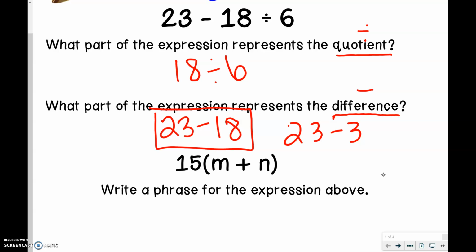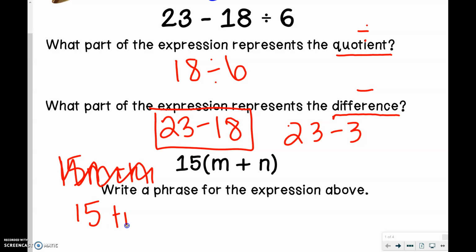So the way we would say that correctly, you cannot just say 15 times m plus n, because that would look actually like this if that is the phrase you were using. Well, that's not what we want. So we have to show that we're applying that 15 to that entire sum, both the m and the n. So to do that, you start off with 15 times, okay? But then you have to say the sum. You cannot just say one of the numbers, okay?